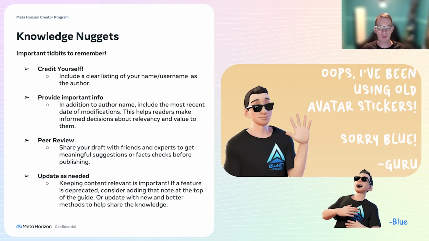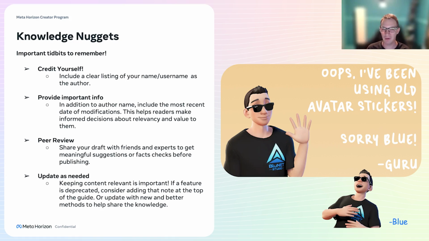So just a little bit more information, some knowledge nuggets, important tidbits to remember. First of all, credit yourself. Include a clear listing of your name/username as the author, ideally at the top of your tutorial, right? Also, provide some important information. In addition to the name, include the most recent date of modification. This is going to help our readers make informed decisions about the relevancy and value of the guide.